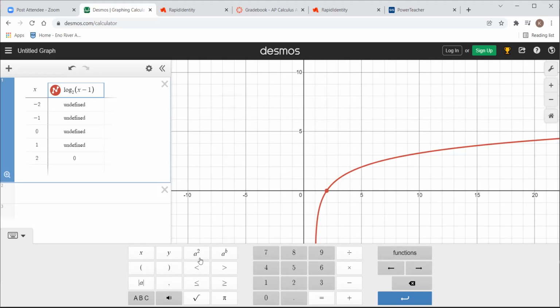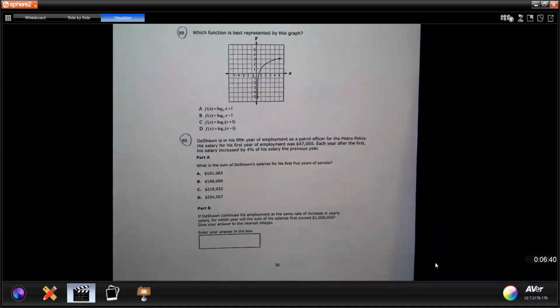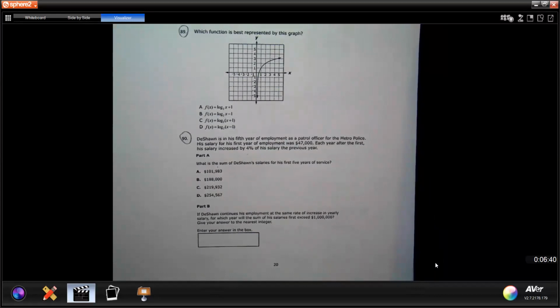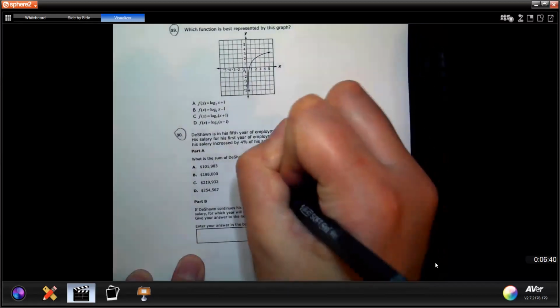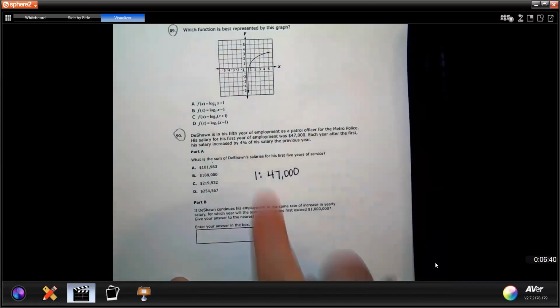I want to look at number 90. It says Deshaun is in his 5th year of employment as a patrol officer for the Metro Police. His salary for his first year was $47,000. Each year after the first, his salary increased by 4% of his salary for the first year. So his salary for the first year, somebody tell me, what was it? Okay. They want the sum of his first 5 years of service.